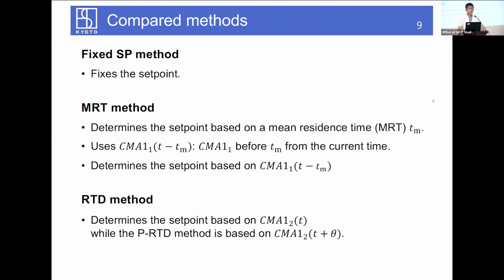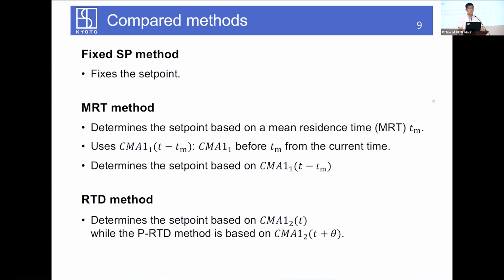Next, I will explain the set point determination methods used for comparison. We use three methods. The first is the fixed SP method. This is a method of fixing the set point. Second is the MRT method. This method determines the set point based on mean residence time, MRT.